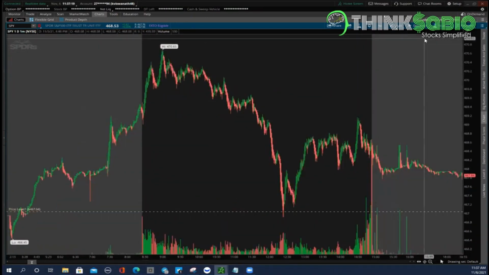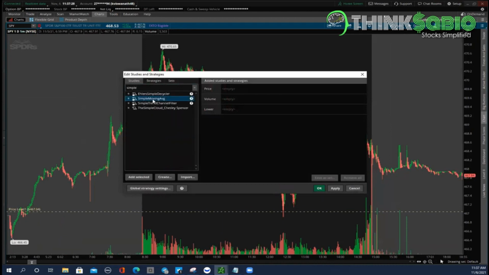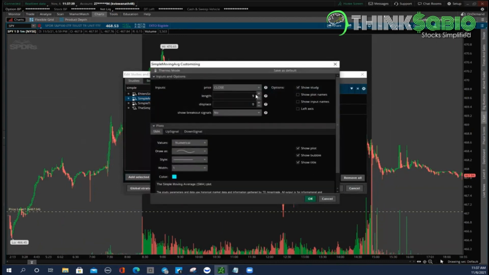So let's do that. I'm going to click edit studies, and then I'm going to type simple moving average, right? So you go to here, it's default 9. That means it's for the last 9 periods. The length is the last 9 periods. So what you can do, like many people use, is a 20 simple moving average. You leave the color the same.